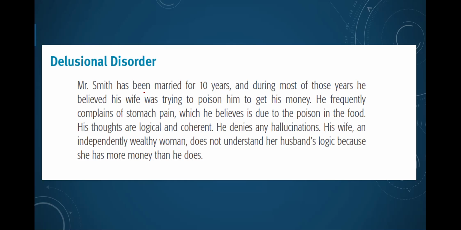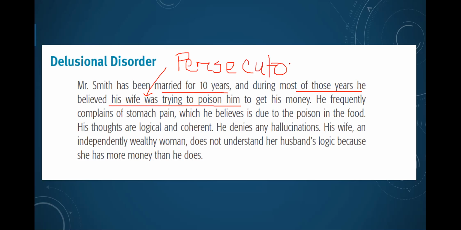So you see in here, Mr. Smith has been married for 10 years. During most of those years, he believed his wife was trying to poison him to get his money. So this is a kind of delusion or abnormal belief. Now, is this one bizarre or non-bizarre? It can happen. It's not like it cannot happen. So it's non-bizarre. And do you know what this type of delusion is called? This is called persecutory delusion. When a patient believes that someone is trying to harm or spy on them, that's called persecutory delusion or paranoid delusion.